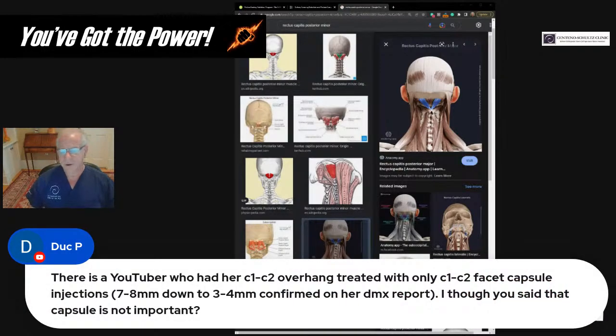There's a YouTuber who had their C1, C2 overhang treated with only C1, C2 facet capsule injections, 7 to 8 millimeters down to 3 to 4, confirmed in her DMX report. I thought you said that capsule is not important. I'm not quite sure what it is we're discussing here, meaning intra-articular facet or just into the capsule. So I think we've discussed this. Capsule really means I have no idea how to get into the facet joint, so I'm putting the needle somewhere in that vicinity. It doesn't mean that they actually injected or documented that they injected the facet capsule.